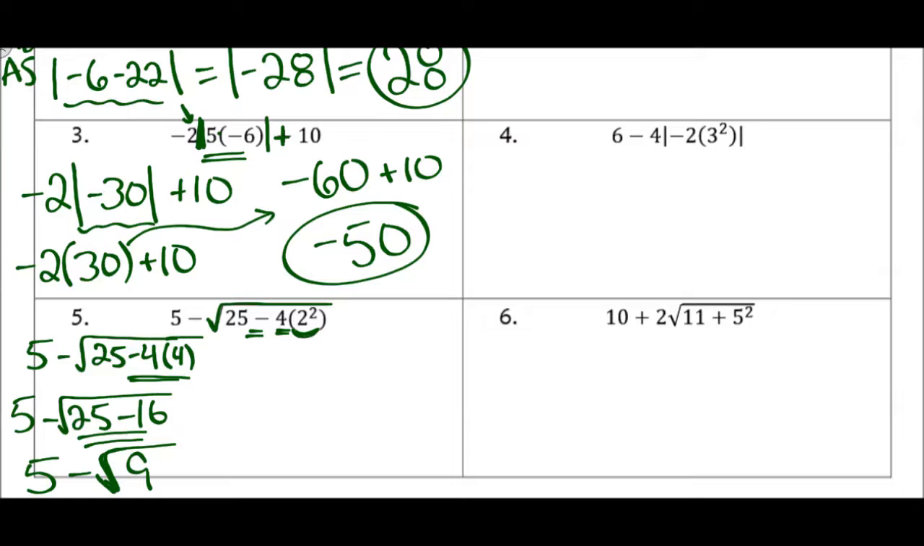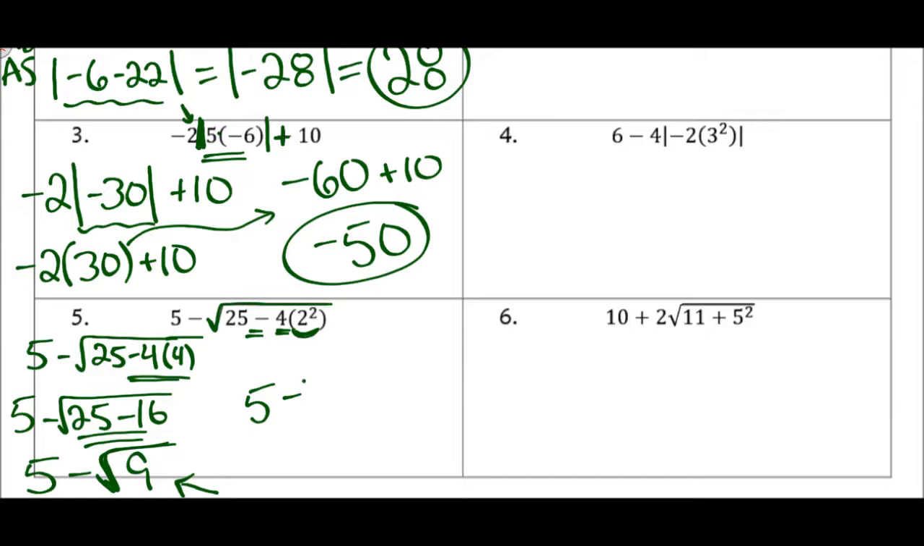Now I can do the square root. The square root's basically asking what number times itself gives us 9. It's the opposite of squaring something. X squared and the square root of x, those are opposite operations. So the number times itself that gives us 9 is just 3.